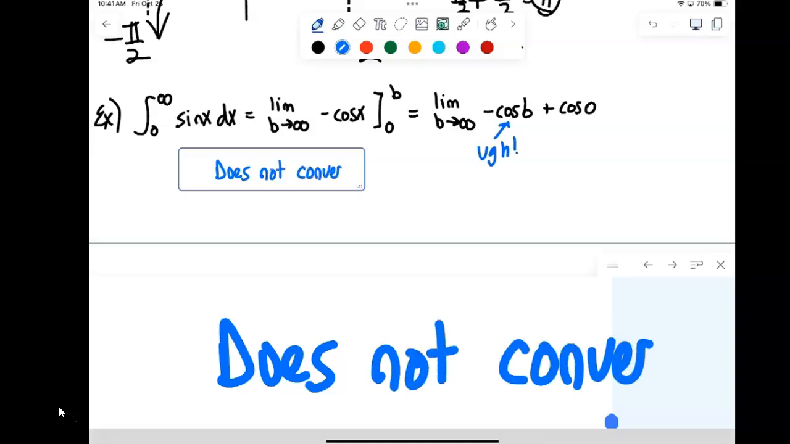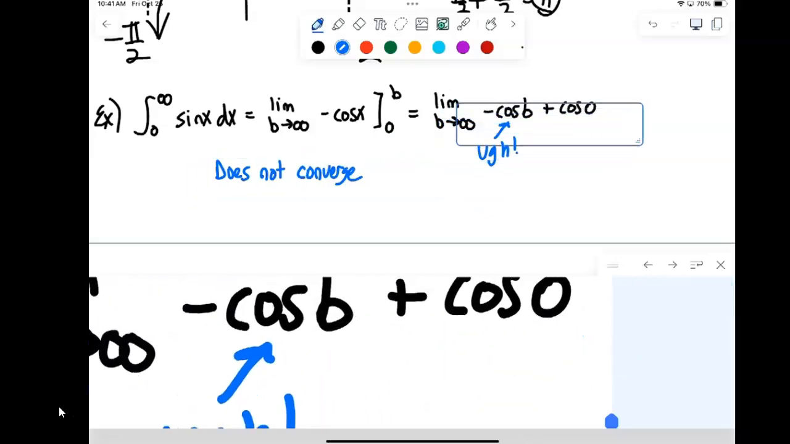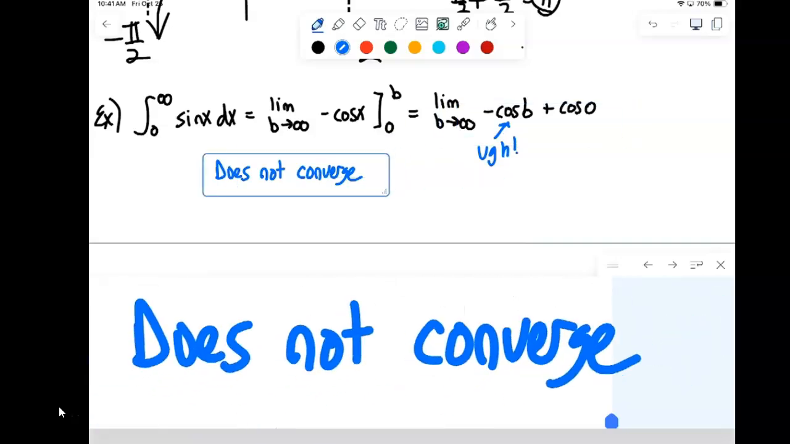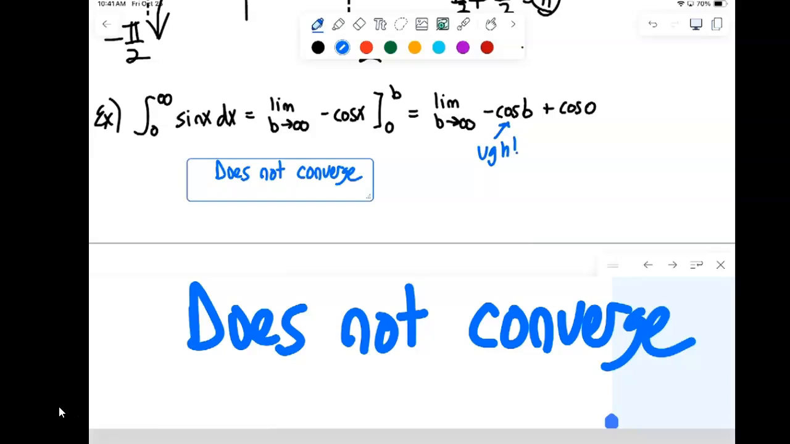It's never going to converge. So therefore, it doesn't converge, and that's it for that one.